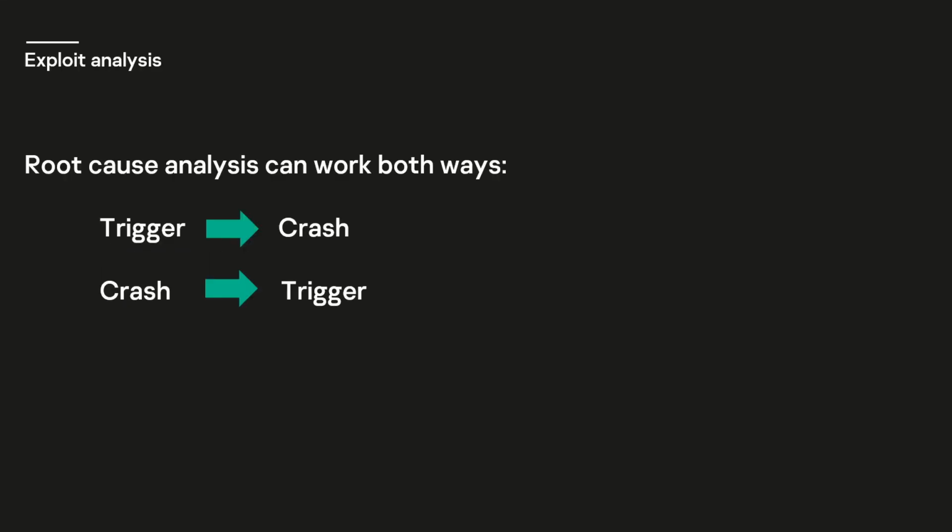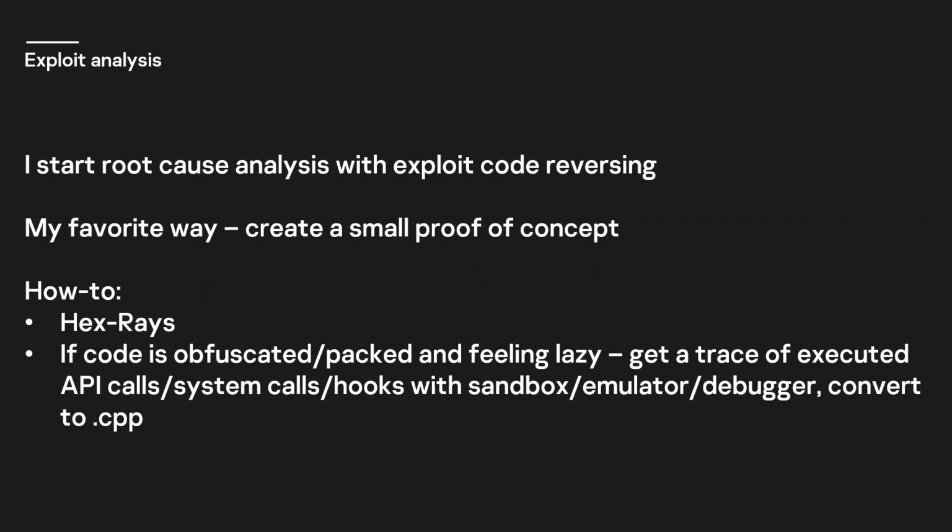Now when we set up our own debugging lab and we learn how to use WinDBG, we can start with exploit analysis. Exploit root cause analysis can work in both ways. You can analyze the code path from trigger to crash, or you can first see the crash and then see how it was triggered. I usually start a root cause analysis with the reversion of exploit code. My favorite way is to create a small proof of concept. Here are the ways how you can do this.